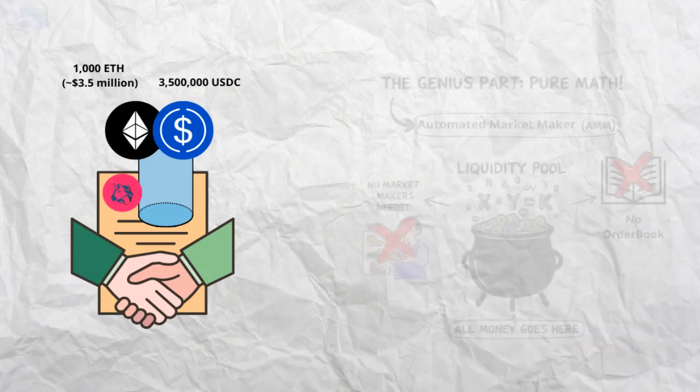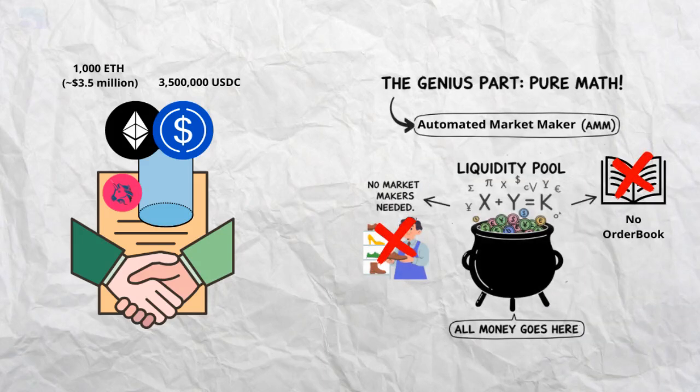But here's the genius part. The pool uses a mathematical formula to automatically set prices. No market makers needed, no order books, just pure math. This is called an automated market maker, AMM. The first project to introduce liquidity pools was Bancor, but Uniswap made them mainstream in 2020. Now they're the backbone of all DeFi trading.